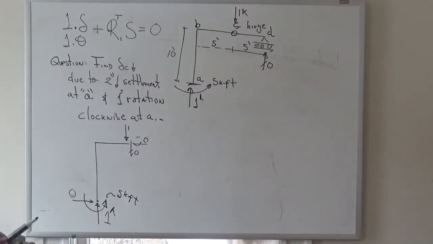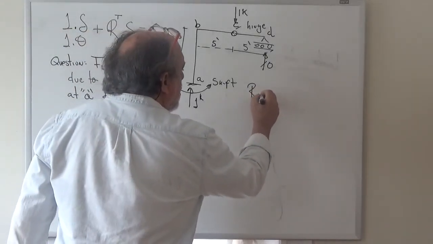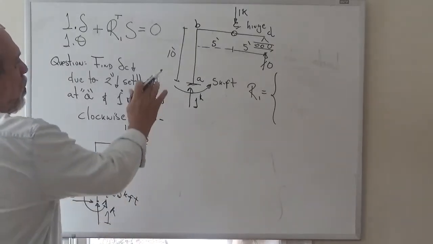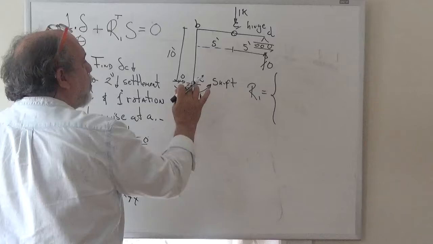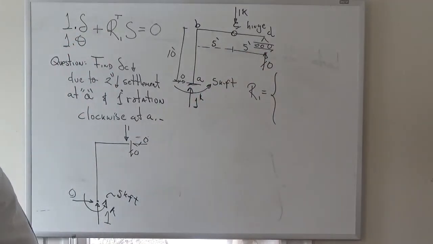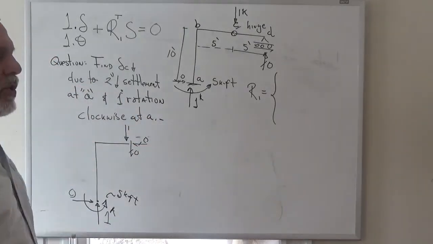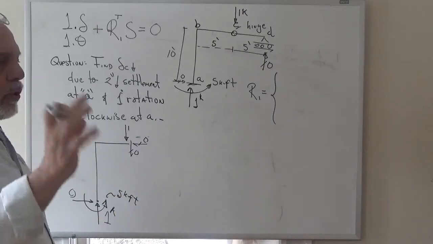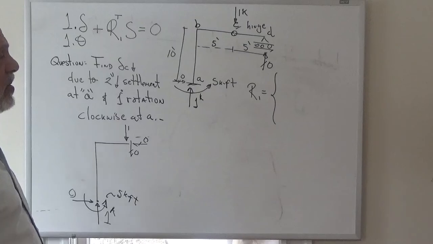Okay, so if I want to list my reactions in a vector, I have how many? Well, of course there's a 0 here. I have 1, 2, 3, 4. You can choose any order you want. I'm going to start at A, and I'm always going to go horizontal, vertical, rotation. And then I go to the other one. If there is no horizontal or rotation, I don't need to list those zeros.